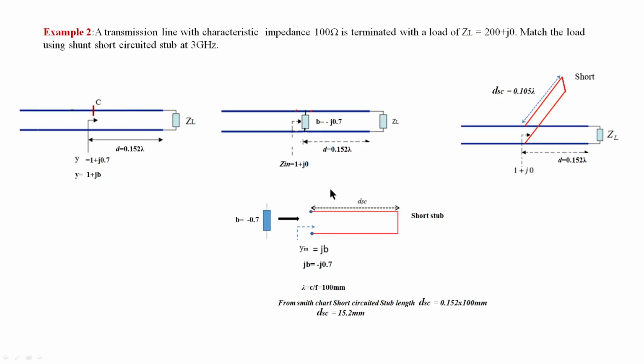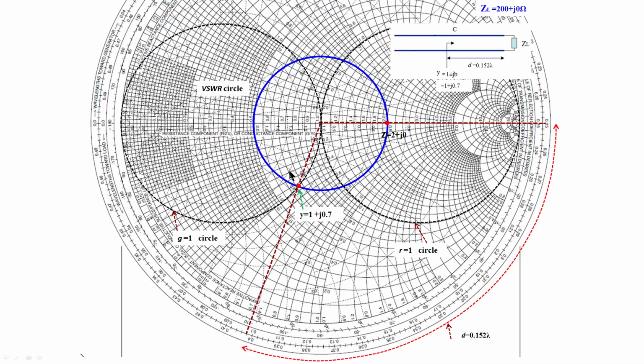See like this, this is a stub. So this can be that value. What is the value? Minus 0.7 we wanted, a B value of minus 0.7, that you implement using a stub like this. This is a short stub, they asked you to use a short stub. Design this using a short stub. How to implement it? We already discussed that. I want a B value of minus 0.7 using a short stub. How to design that? That is here.